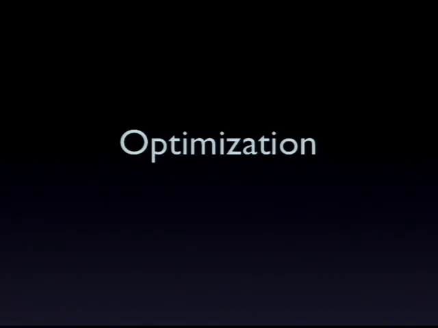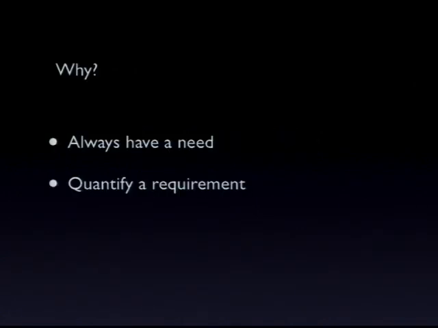Going to talk a bit about optimization and the process, or a process for doing it. And like last time, we're going to start with why would you optimize? The most important thing is there should always be a reason. Don't just go in and find a function and say, I want to make this go faster. So have a need.